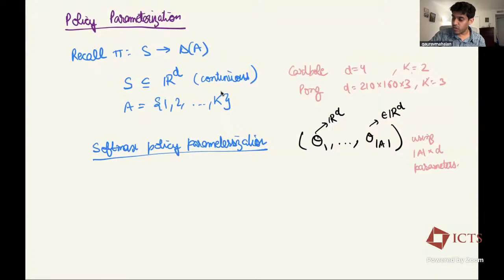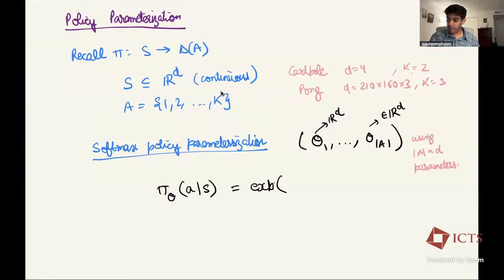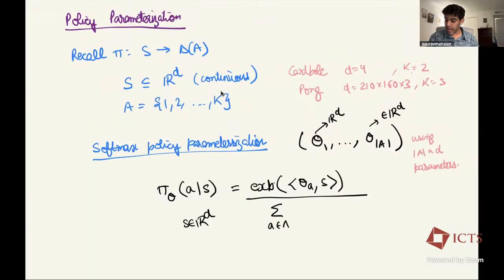And the policy using these parameters is defined as follows. The policy, the probability of taking action A in state S, is the exponential of theta_A dot S, where S is a vector in R^D, divided by a sum over all possible actions A prime of the exponential of theta_A' dot S.